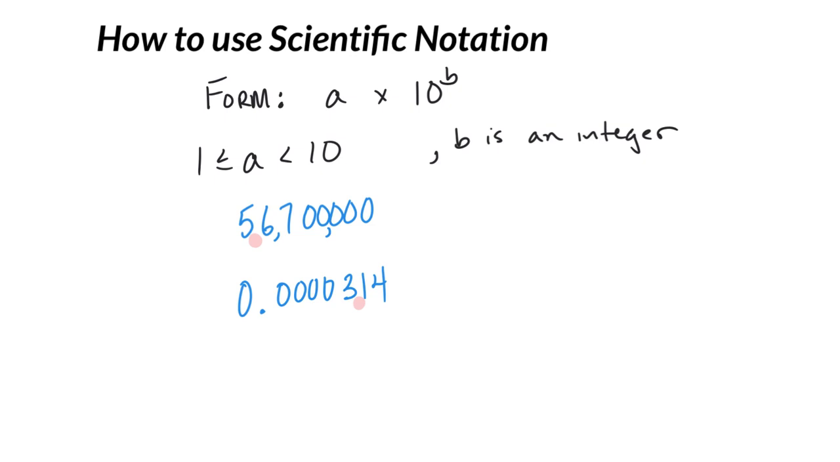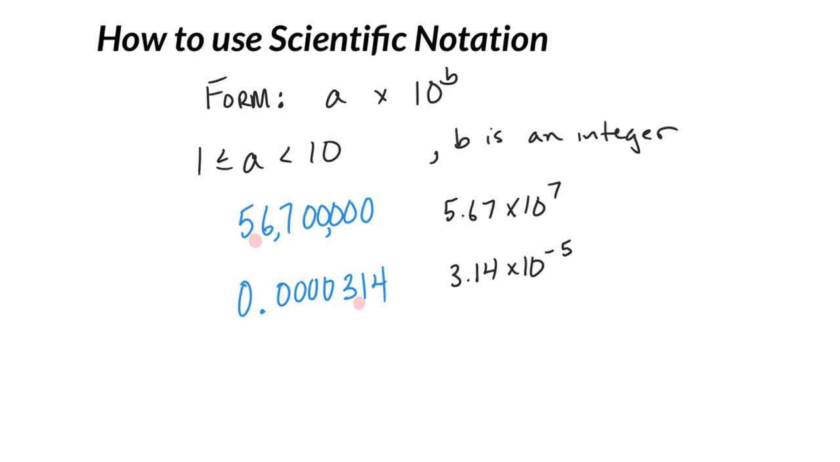So I would look here and I'd say, well, the decimal right now is right here. I need to move it 1, 2, 3, 4, 5, 6, 7 spots. So I would say this is 5.67 times 10 to the 7th power. Here, the decimal's here. I need to move it 1, 2, 3, 4, 5 spots. I would say this is 3.14 times 10 to the negative 5th.